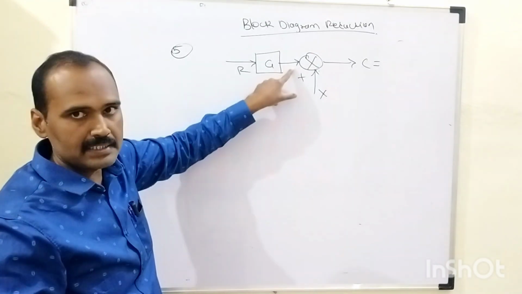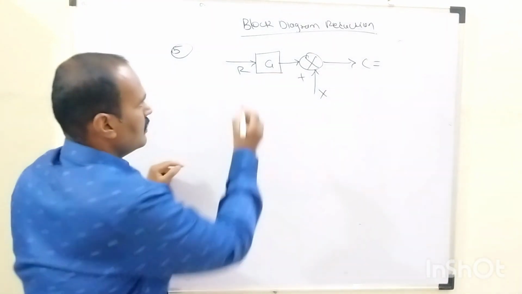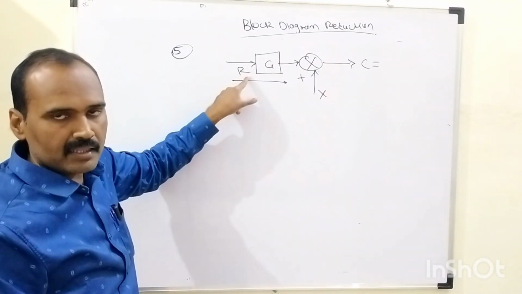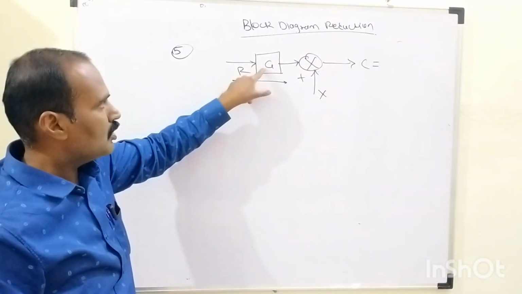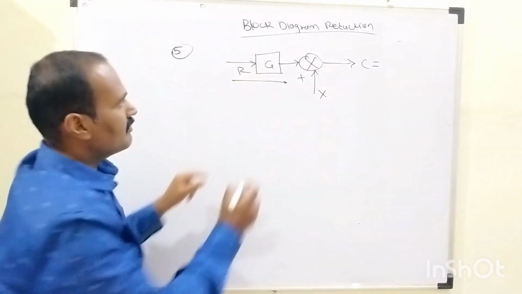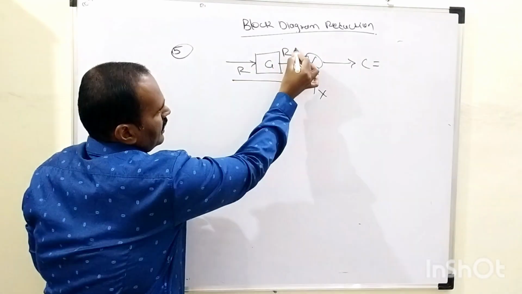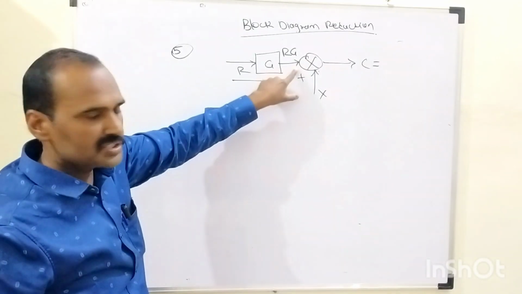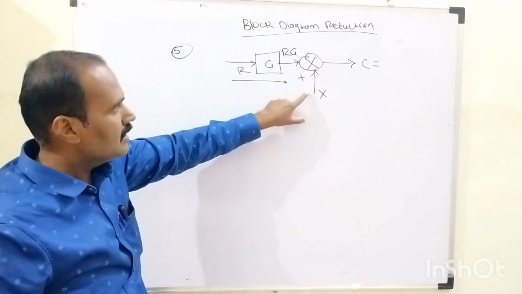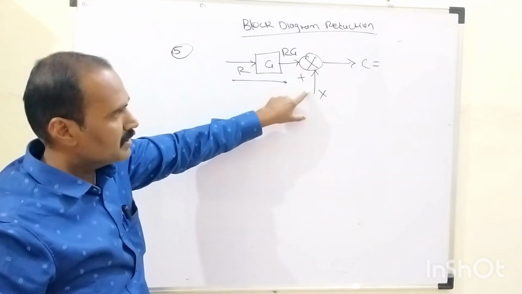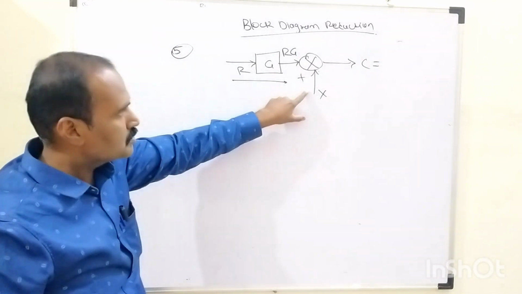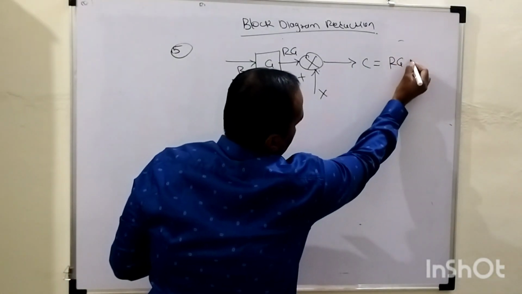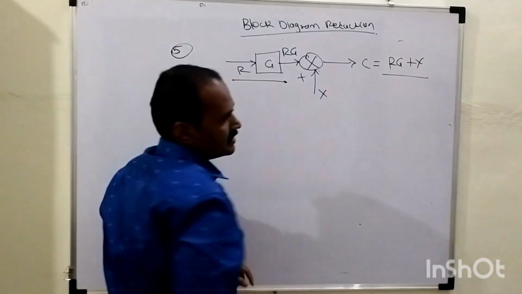As far as the first potential is concerned, which is the output of this particular desired path, which consists of this G and R. R is nothing but the desired input which is given to this block whose gain is G. So its output will become the input multiplied by gain, R into G. So RG is the potential present at the first terminal of this summing point. Similarly, the potential present at the lower terminal of this summing point is nothing but capital X. So by taking this into account, here C equals RG plus X. This is the desired statement.